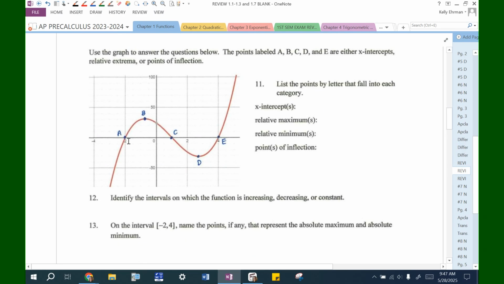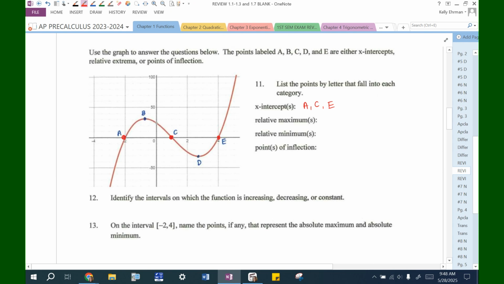All right, use this graph to answer the questions below. The points labeled A, B, C, D, and E are either x-intercepts, relative extrema, or points of inflection. List the points by letter that fall into each category. So where are the x-intercepts? They're the ones that are on the x-axis. So I see A, C, and E.